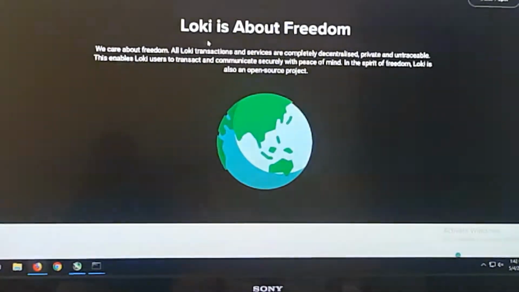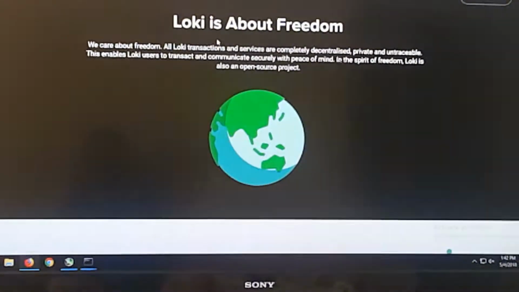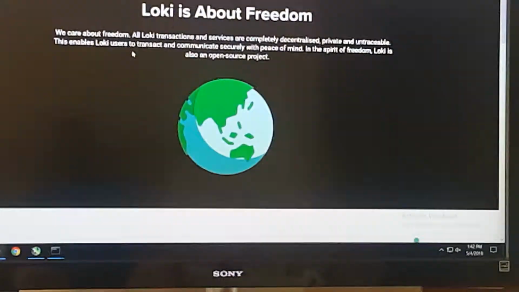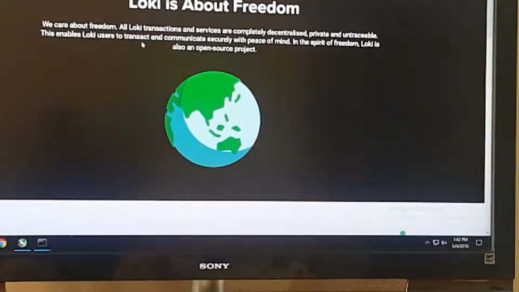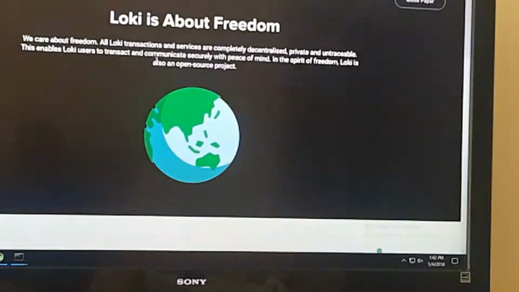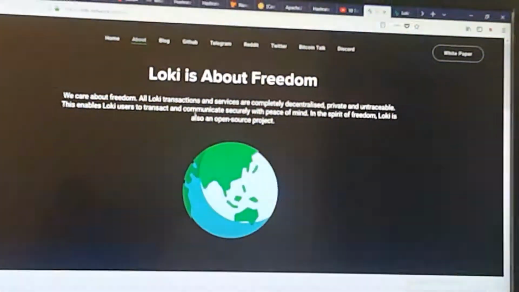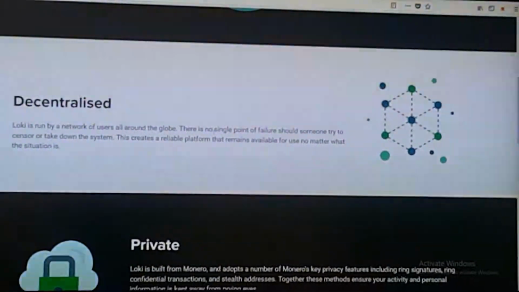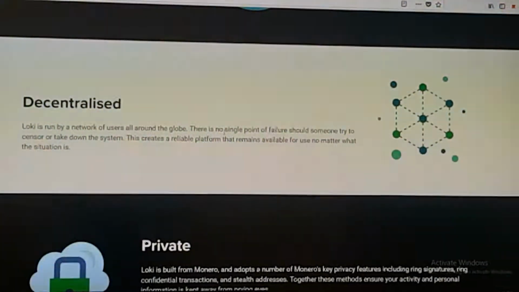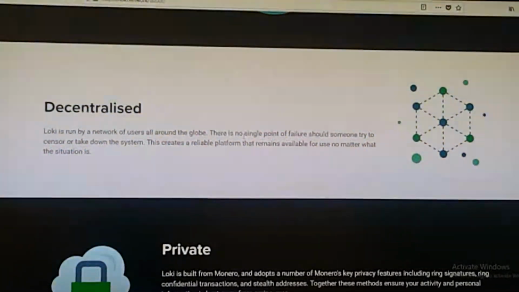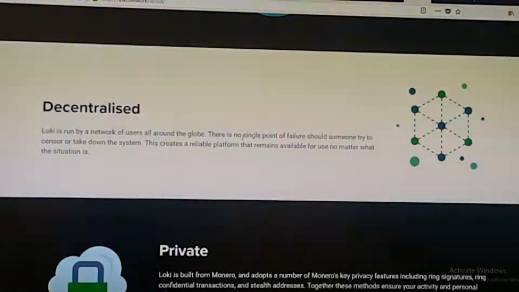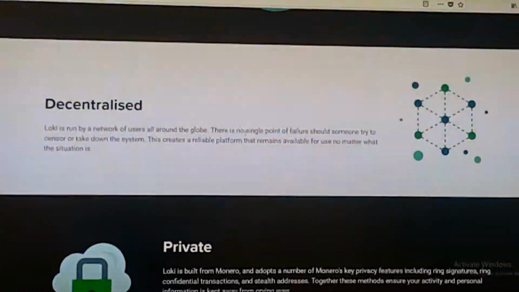So Loki is all about freedom. All transactions and services are completely decentralized, private, and untraceable. This enables Loki's users to transact and communicate securely with peace of mind. And it is also an open source project. So decentralized means there's no single point of failure where someone's trying to take down a system. It creates a really reliable use no matter what the situation is.